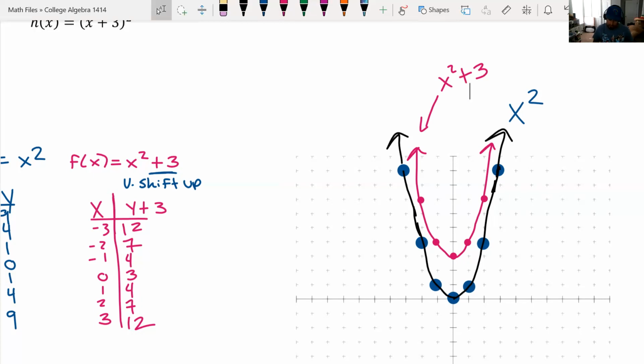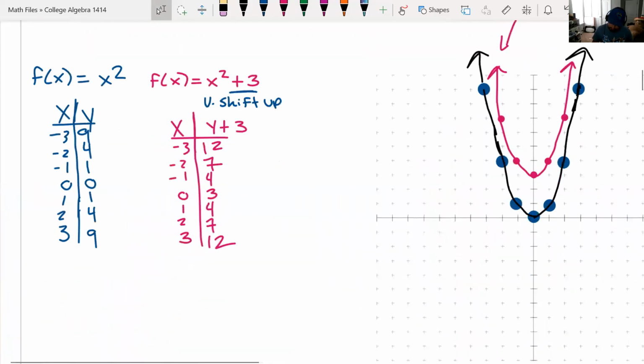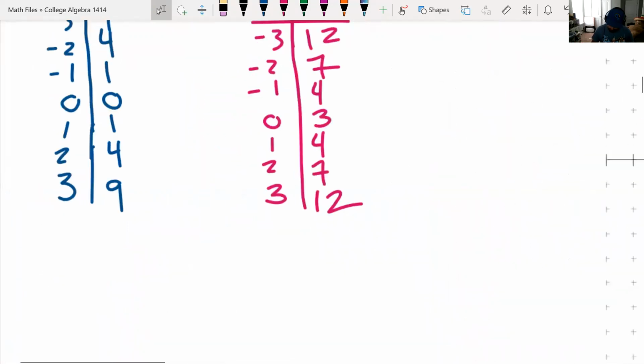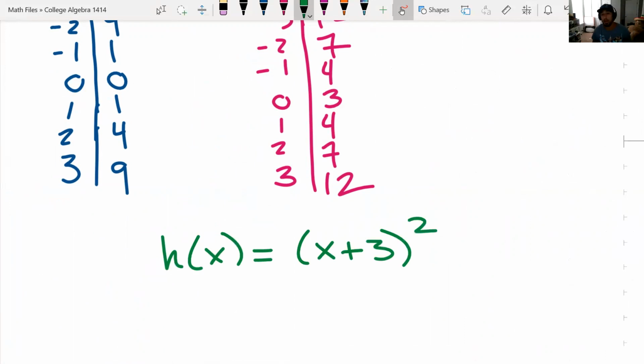Now we want our horizontal transformation, x plus 3 squared. And once again, very important to note what transformation we are given. This is x plus 3, so this is a horizontal shift left 3 units. So we will take all the x values now from the parent function and shift them left 3 units.